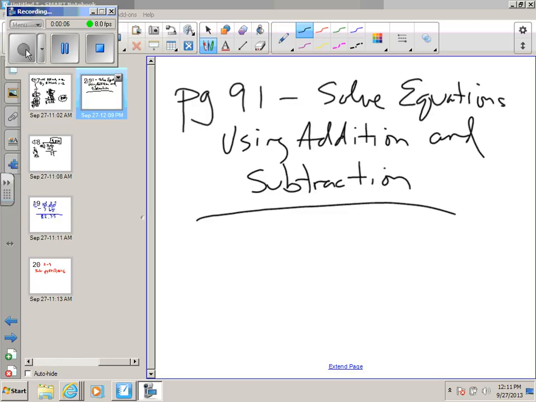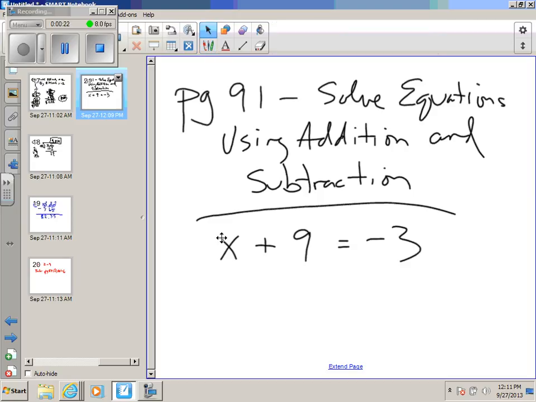Solving equations using addition or subtraction. For example, you will see many of these that will be testing your knowledge of adding and subtracting with integers. It works the same way as it does if we're not using negatives. It just gets a little bit more important that you're paying close attention to what you're doing.